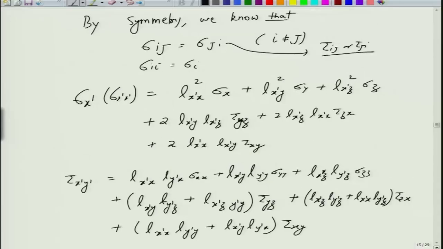As a home exercise, I suggest you write the expression for, let's say, sigma 1 prime 1 prime. What will this be in terms of the original system? Similarly, you can try writing the expression for sigma 2 prime 3 prime. What will this be in terms of the original? So let's just do a simple one.